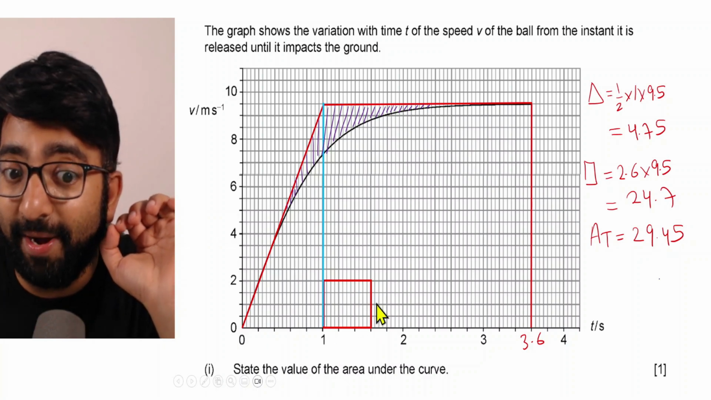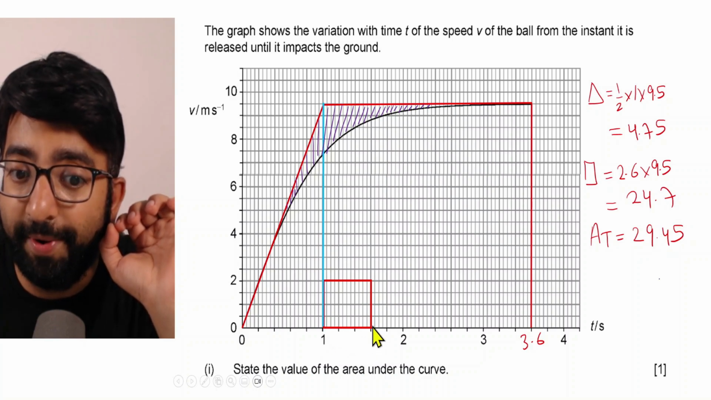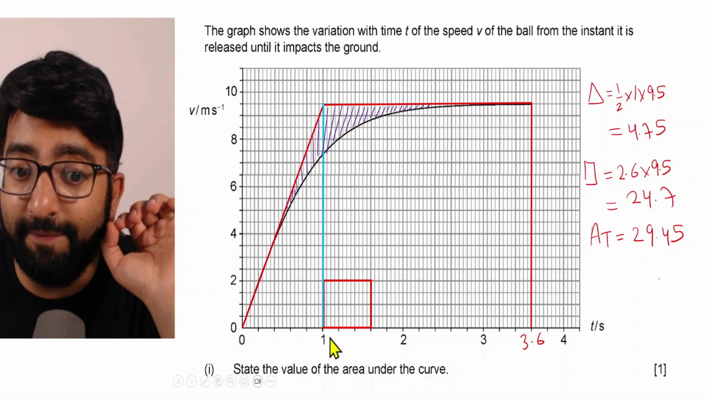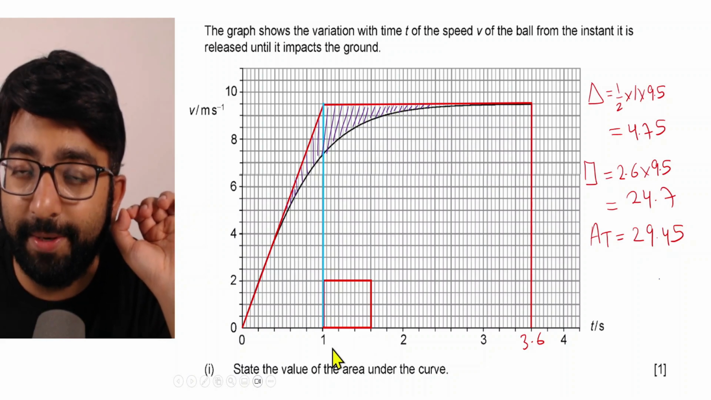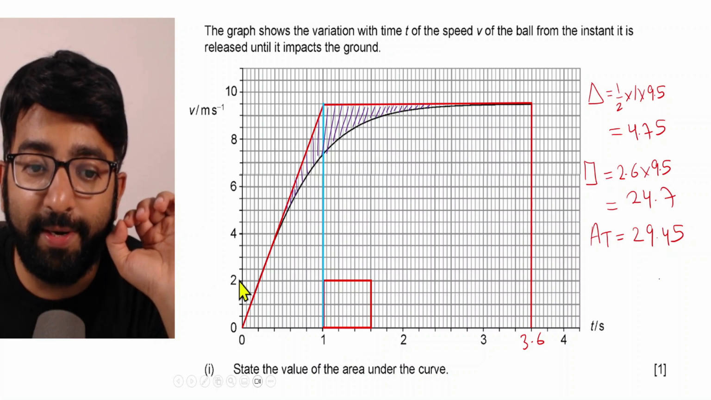So let's try to identify the area of this rectangle. This point is 1 and this point over here, the coordinates will be 1.6, 0. So let's identify the base length of this rectangle. The base will be 1.6 minus 1, which is 0.6. So base is 0.6 and the height of this rectangle is 2.